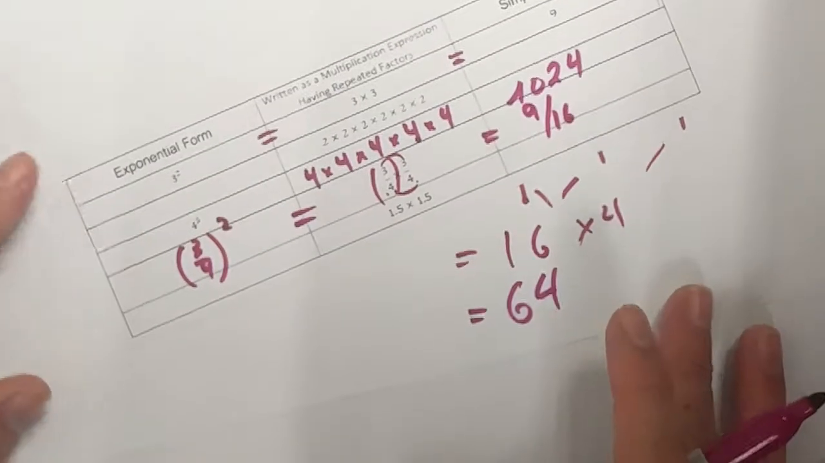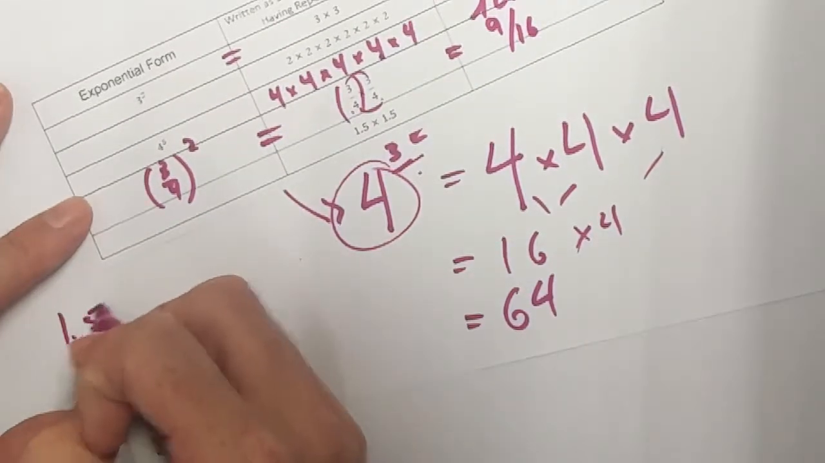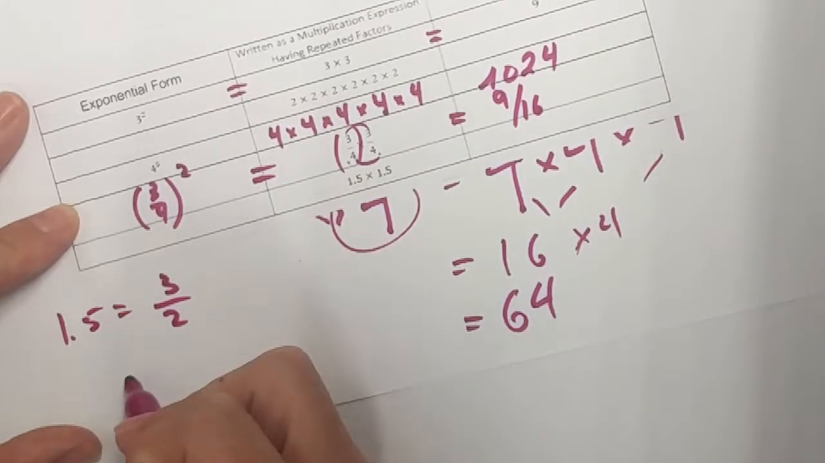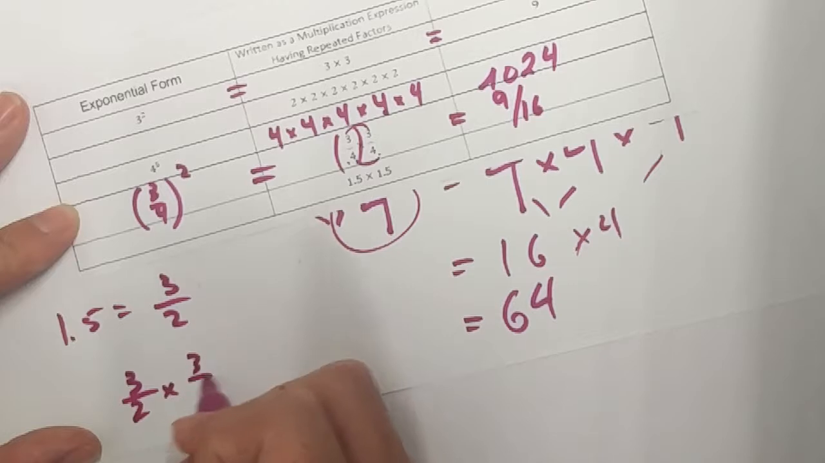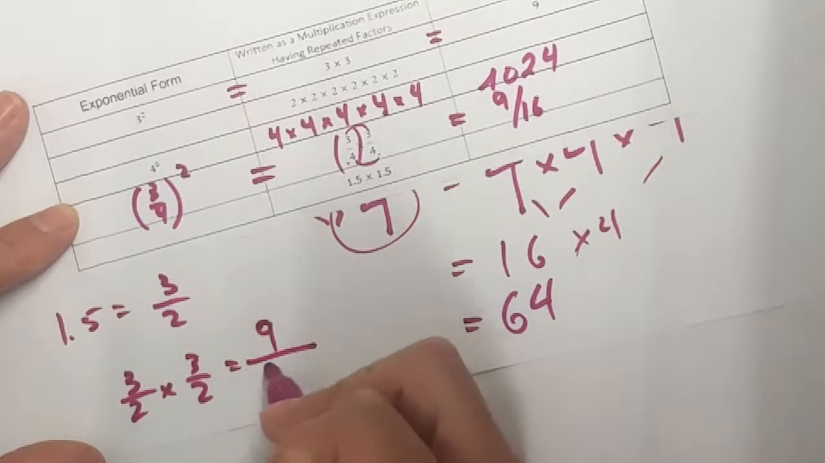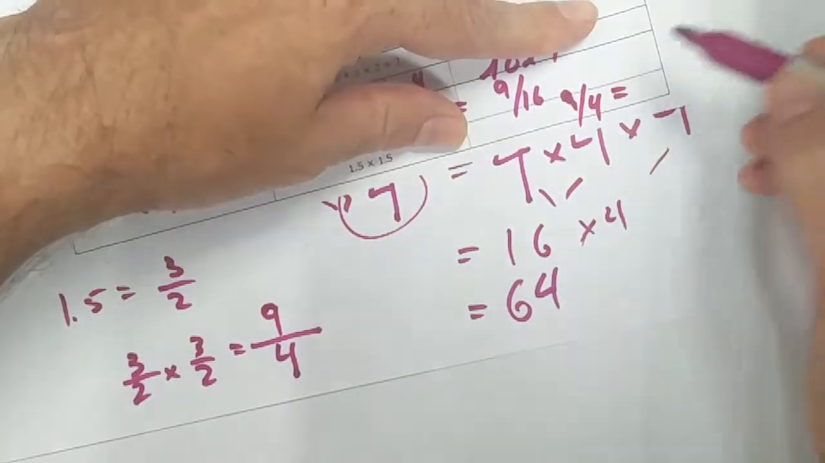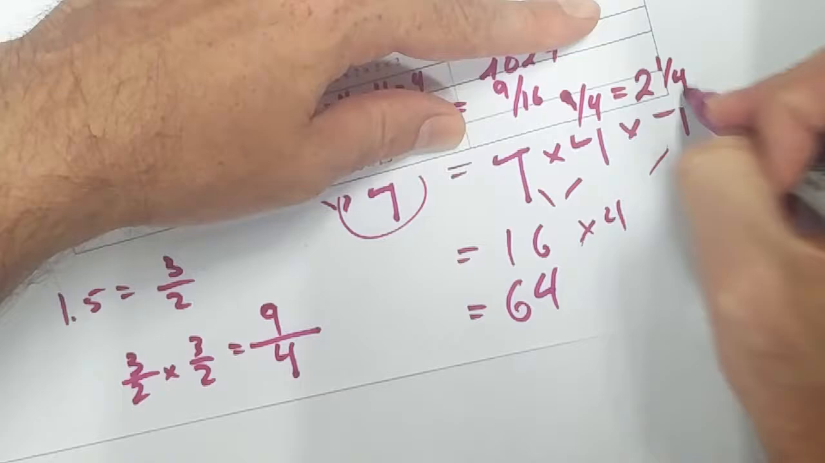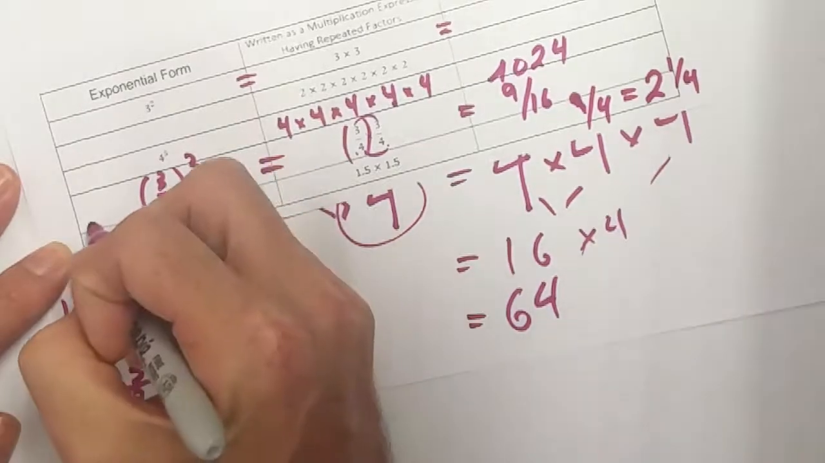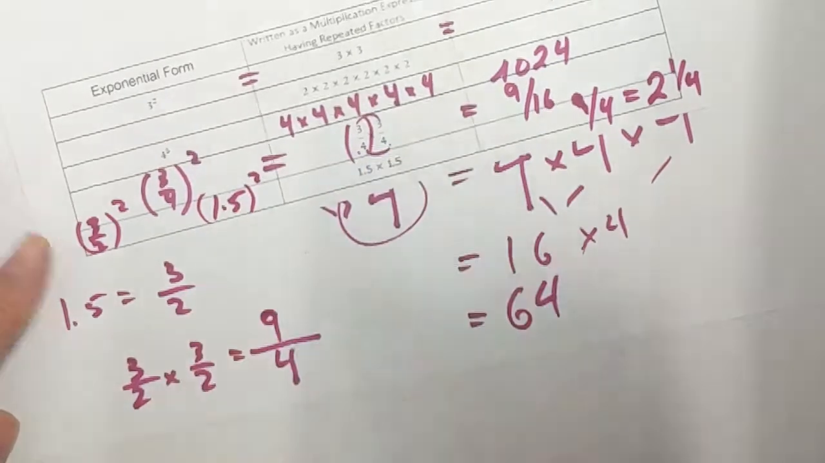And finally, to keep this one short, I can do the last thing down here, 1.5. We know that 1.5 is the same as 3/2. So I have 1.5 times 1.5, which is the same as 3/2 times 3/2. 3 times 3 is 9, 2 times 2 is 4, which is 9/4, which I can then simplify to 2 1/4. And if I want to write this in exponential form, I could change it to 3/2 squared, or I could just write 1.5 squared, just like that.